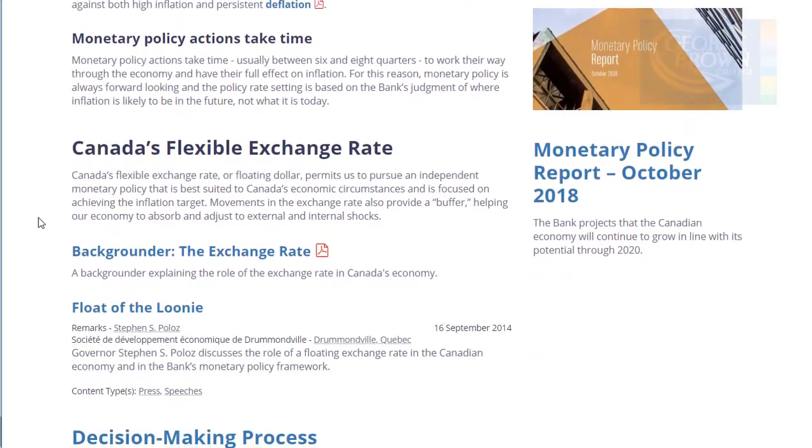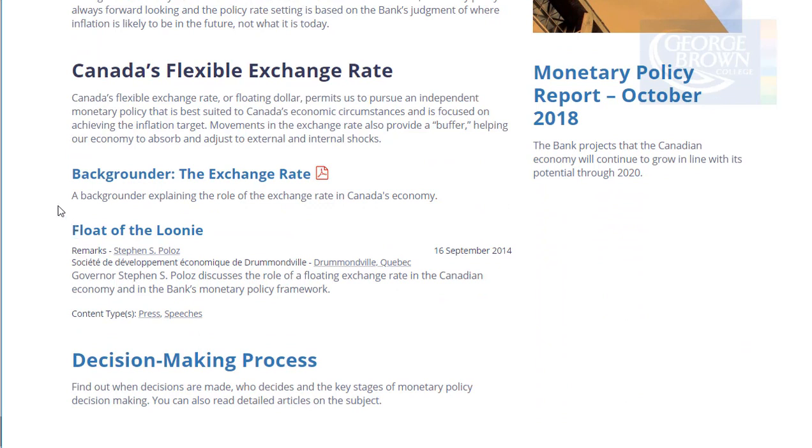Okay, so on the same page, if we scroll down more, there's information about Canada's flexible exchange rate. So Canada's flexible exchange rate, or floating dollar, permits us to pursue an independent monetary policy that is best suited to Canada's economic circumstances and is focused on achieving the inflation target. So Canada has an inflation target. Movements in the exchange rate also provide a buffer, helping our economy to absorb and adjust to external and internal shocks. So here, there's a nice backgrounder on the exchange rate.